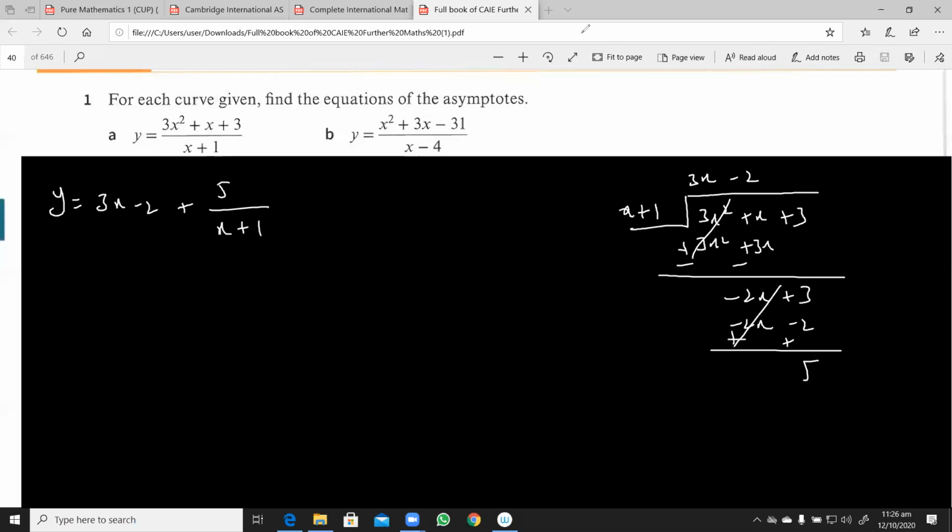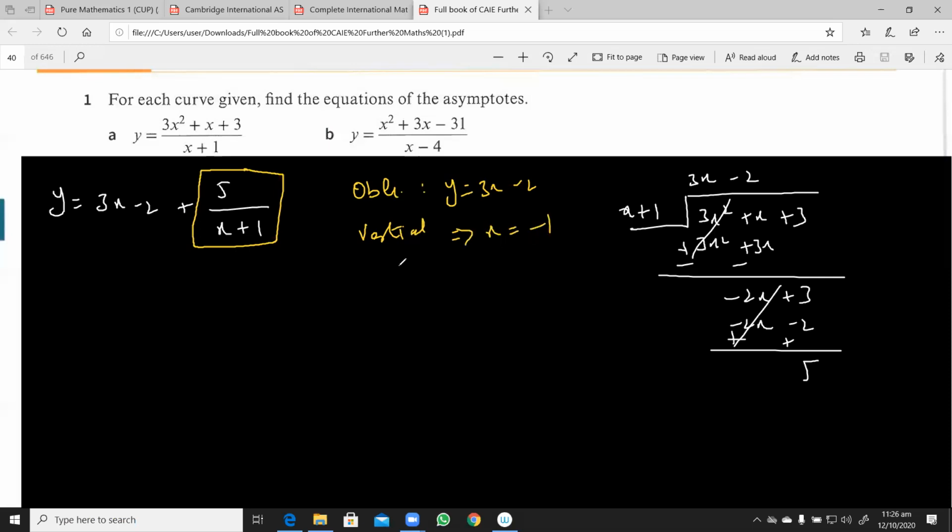Now when this goes to 0, like when x becomes very large, all of this will be 0, so you will be left with y equal to 3x minus 2. That will be your asymptote, and that is the oblique asymptote. So we have two asymptotes here. One is the oblique one, which is y equal to 3x minus 2, and then you have a vertical asymptote as well, which is going to be x equal to minus 1.